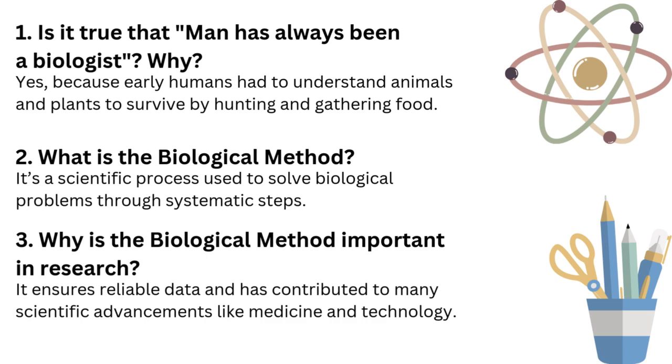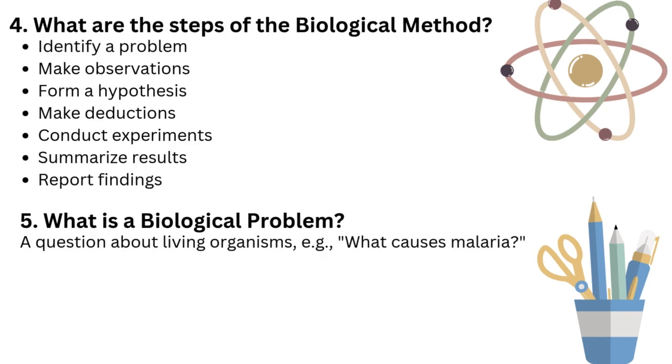What is the biological method? It's a scientific process used to solve biological problems through systematic steps. Why is the biological method important in research? It ensures reliable data and has contributed to many scientific advancements like medicine and technology. What are the steps of the biological method? Identify a problem, make observations, form a hypothesis, make deductions, conduct experiments, summarize results, report findings.